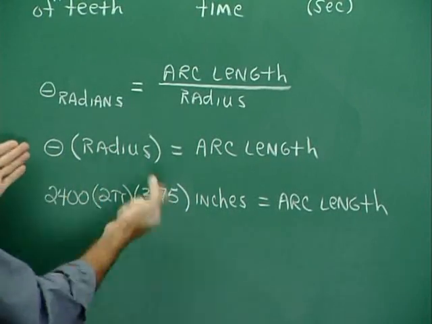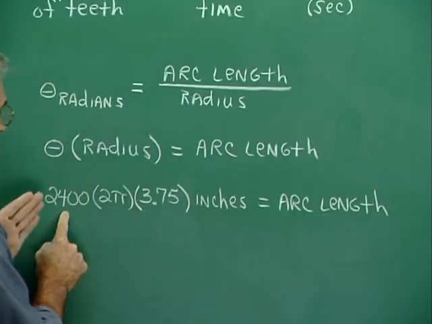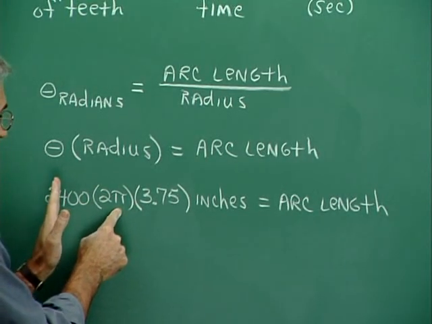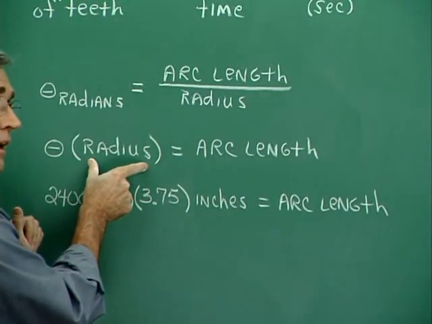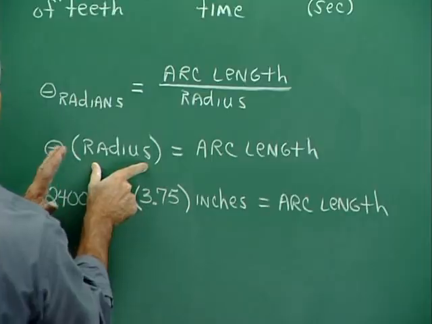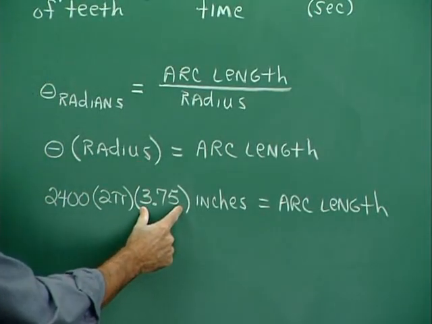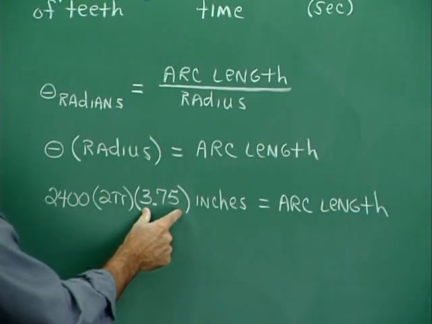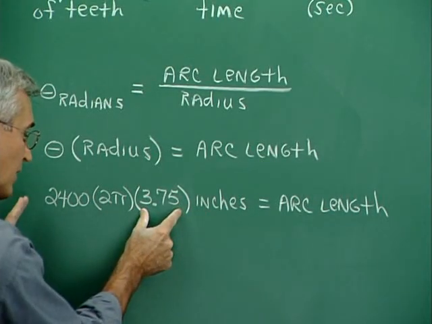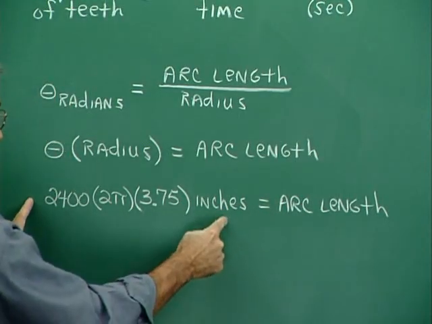Now, what's the theta? The theta was figured out before. That was the 2,400 RPMs times 2 pi radians, you see, for every one of those revolutions. And the radius of our blade is, well, if I look back over here, I see that the diameter was 7.5. Half of that is 3.75. So 3.75 inches. And this is now in our unit here is inches. And so we have the arc length is this many inches.